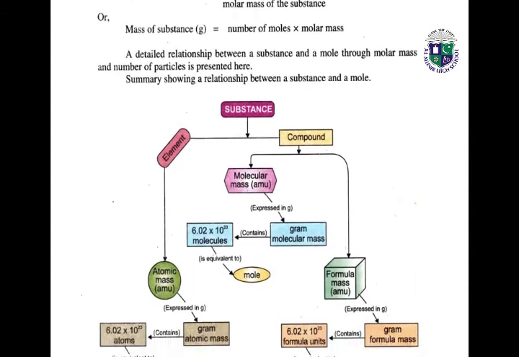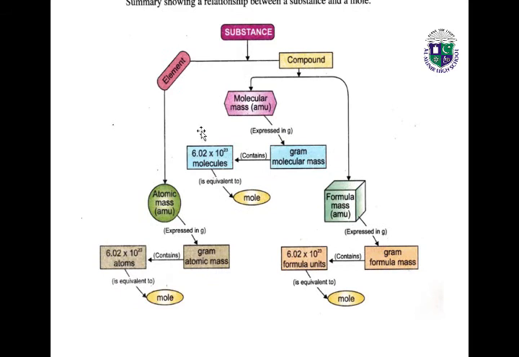So students, here we have this flow chart which represents that a substance consists of elements and compounds. Molecular mass is expressed in grams, gram molecular mass. 6.02 into 10 with power 23 molecules is equivalent to 1 mole. Also, formula mass in grams is equivalent to 1 mole. Atomic mass in AMU in grams equals 1 mole.